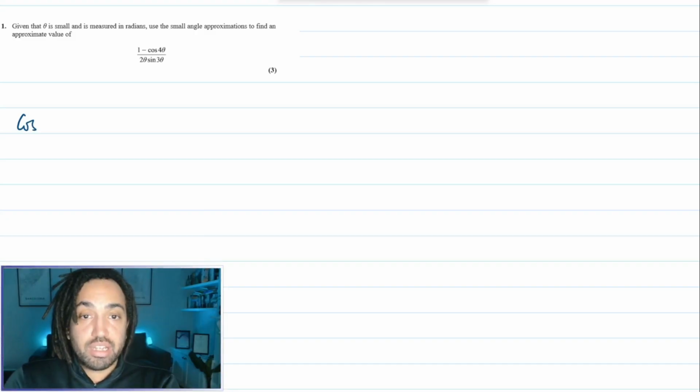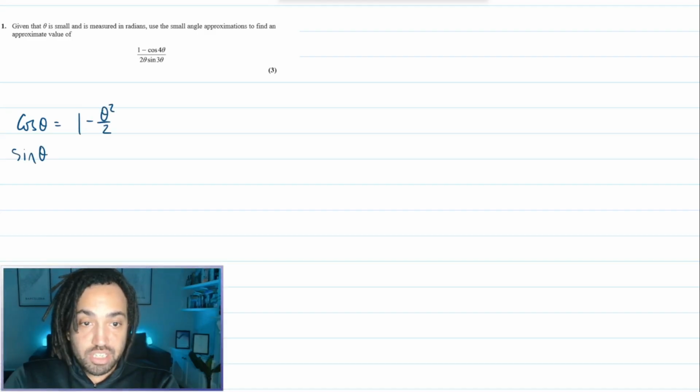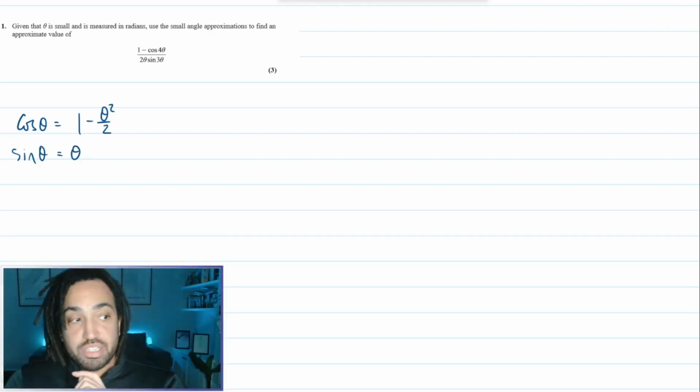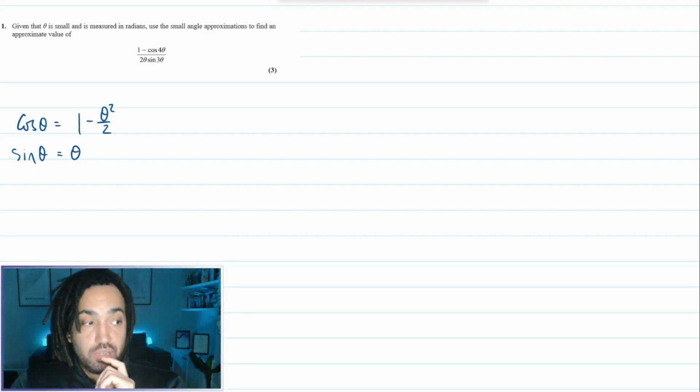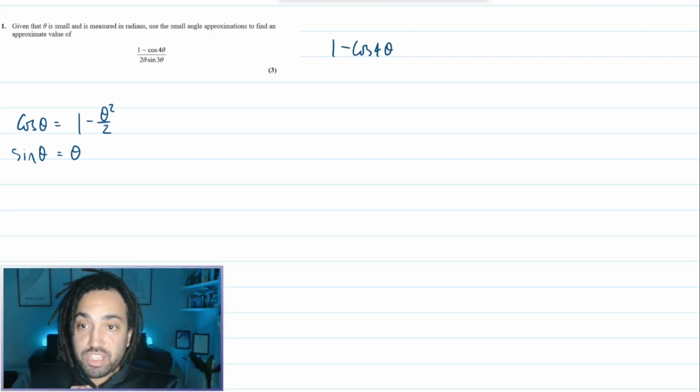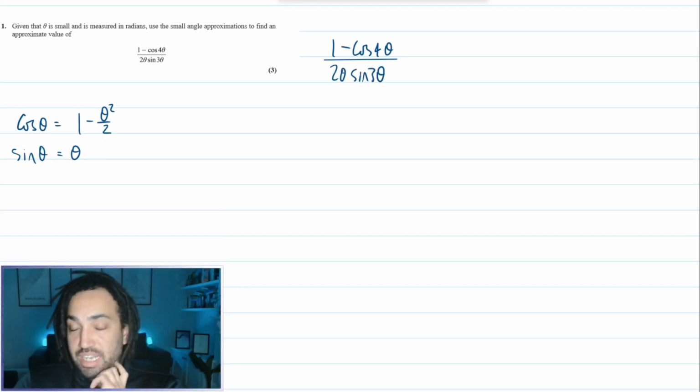Let's get going. We need to know our small angle approximations. Cos theta is 1 minus theta squared over 2. Sine theta is theta, when theta is measured in radians and is small, so we can use these as an approximation. Given that we have 1 minus cos 4 theta over 2 theta sine 3 theta, we can replace these out.